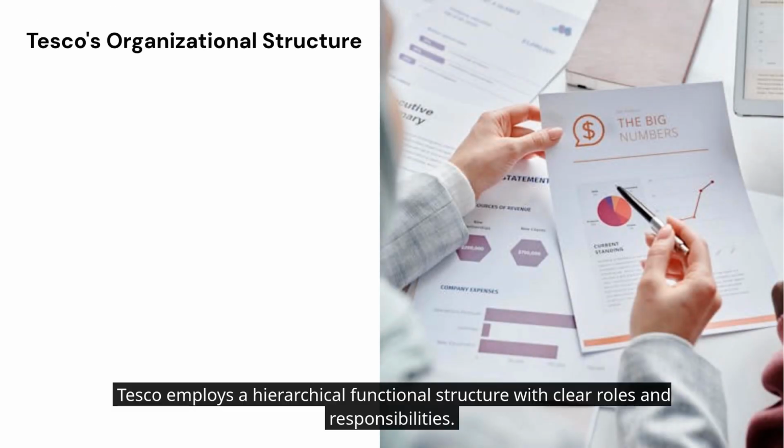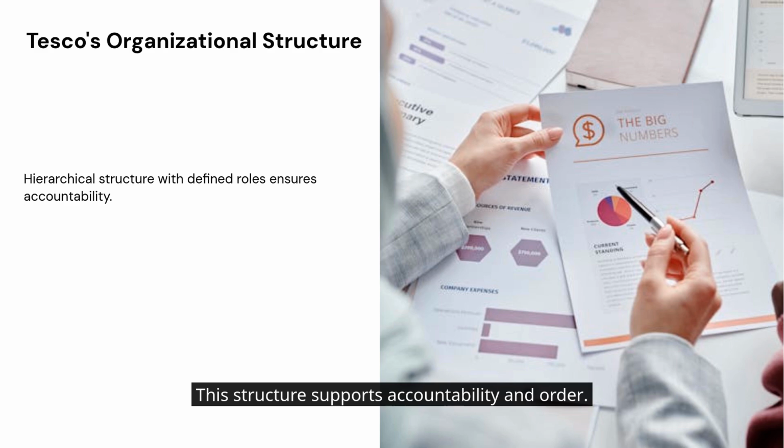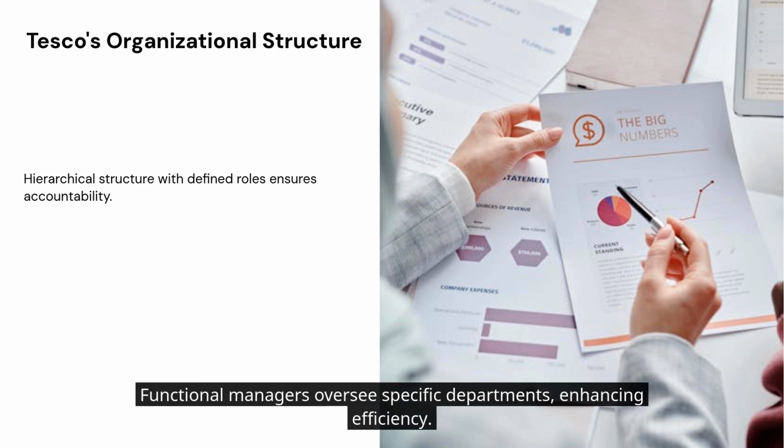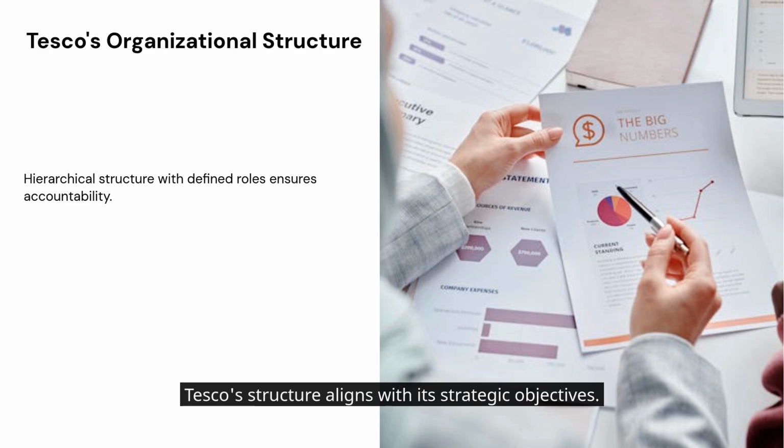Tesco employs a hierarchical functional structure with clear roles and responsibilities. This structure supports accountability and order. Functional managers oversee specific departments, enhancing efficiency. Frontline employees ensure smooth day-to-day operations. Tesco's structure aligns with its strategic objectives.